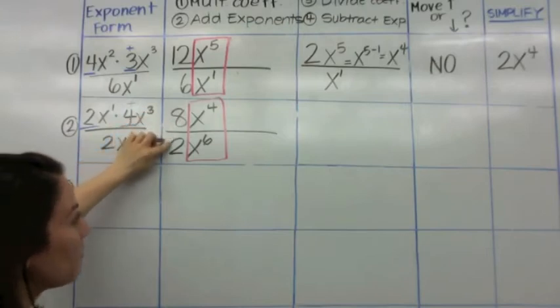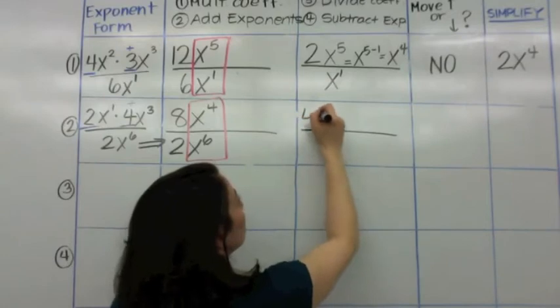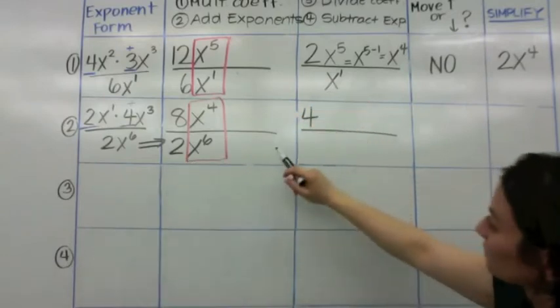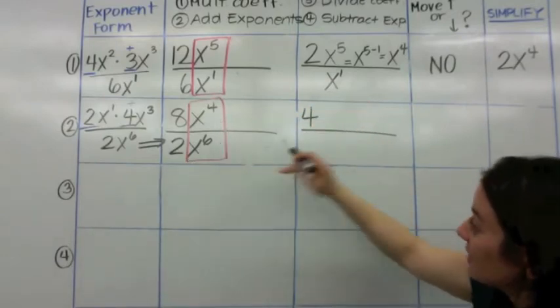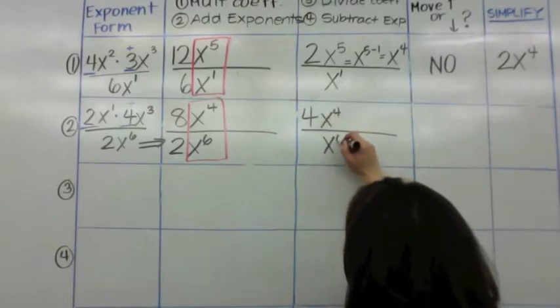But when you divide exponents with coefficients, you actually have to divide the coefficients first. So what is 8 divided by 2? 8 divided by 2 is 4. And you're going to keep this the same. You're going to rewrite what's in the box. It's x to the power of 4 divided by x to the power of 6.